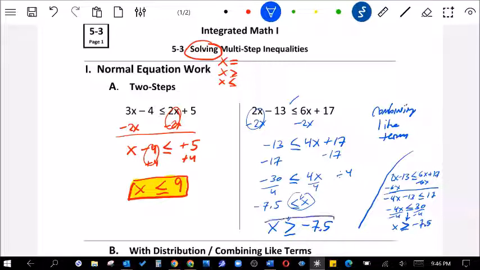Now, something about this is that if you wanted to, you could have started with adding 13 on both sides as your first step, and then do the x's. Perfectly fine, too. You could have done that first, and you would not have hurt this at all in a way.